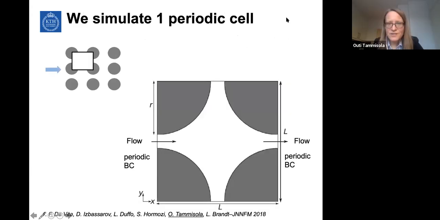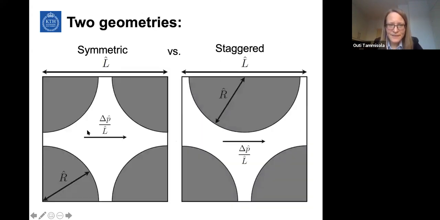In the first case, we simulated just one periodic cell. We assume that this is a uniform porous medium, and then we take periodic boundary conditions. The flow goes from left to right in the white area, and these dark gray areas are solids. So basically these are the walls. Then we had two different geometries, one symmetric and one where these walls are staggered, just to see if there is some effect of the geometry.